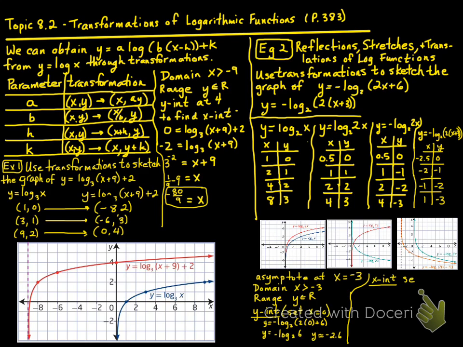And for our x-intercept, we're going to set y to equal 0. And this time, you're going to divide each side by -1. We're going to take 2 to the power of 0 is equal to 2x plus 6, taking away the log of each side. So 1 is equal to 2x plus 6, -5 is equal to 2x, so x is equal to -5 over 2.